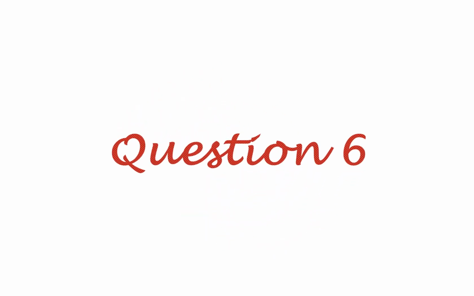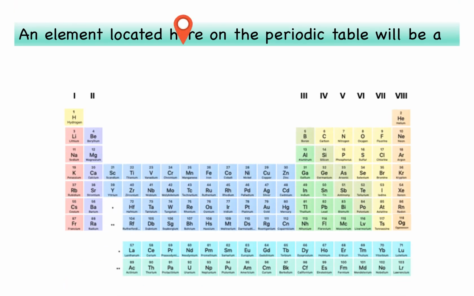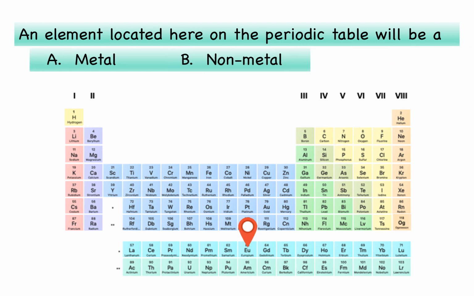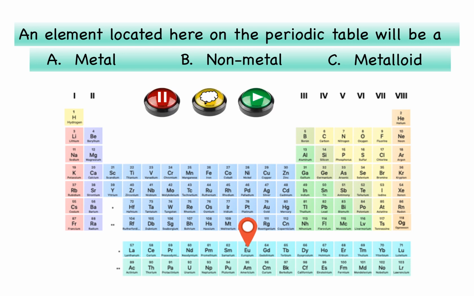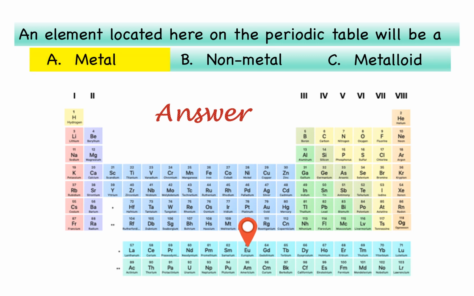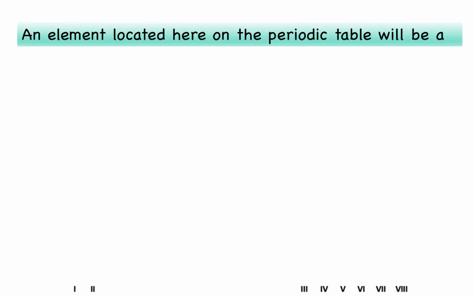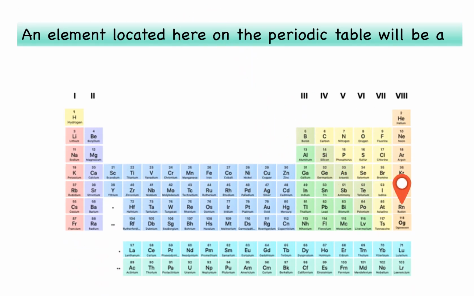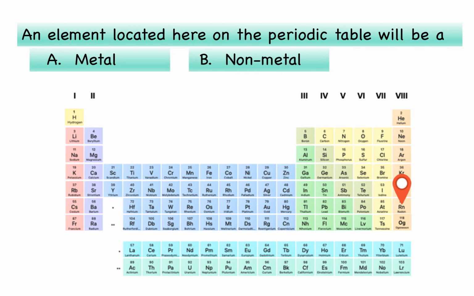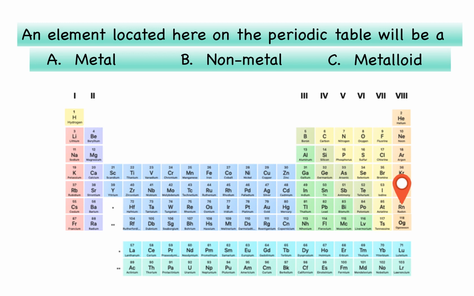Question 6. An element located here on the periodic table will be A, a metal, B, a nonmetal, or C, a metalloid. This element will be a metal. Question 7. An element located here on the periodic table will be A, a metal, B, a nonmetal, or C, a metalloid? This element will be a nonmetal.